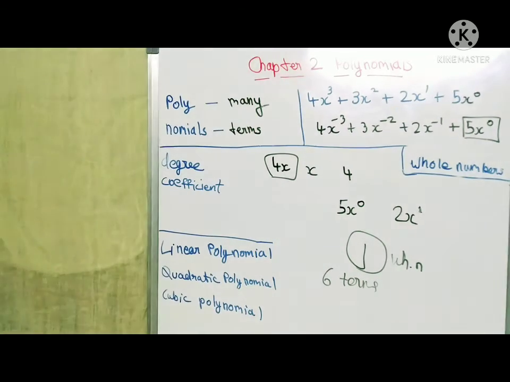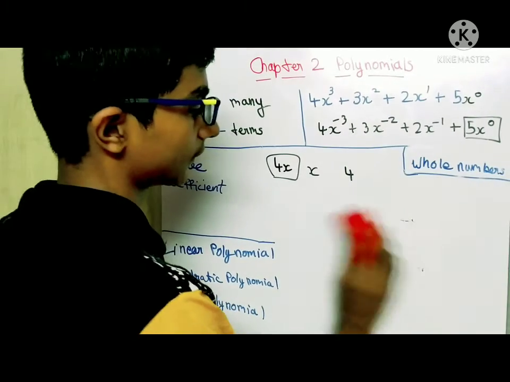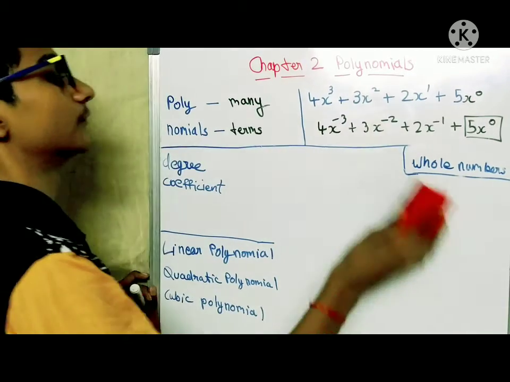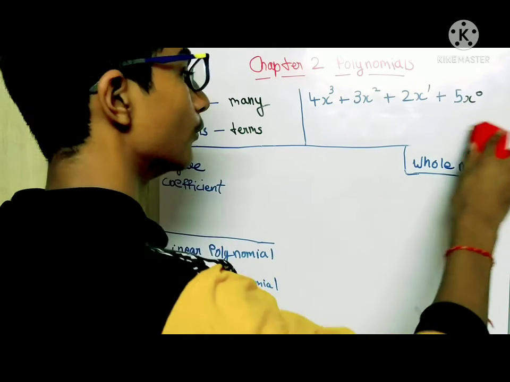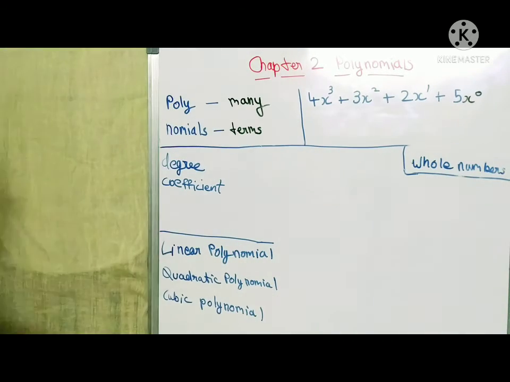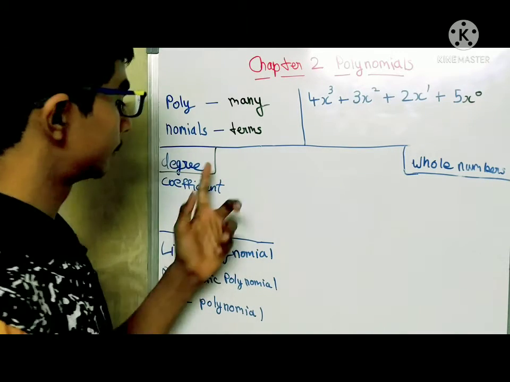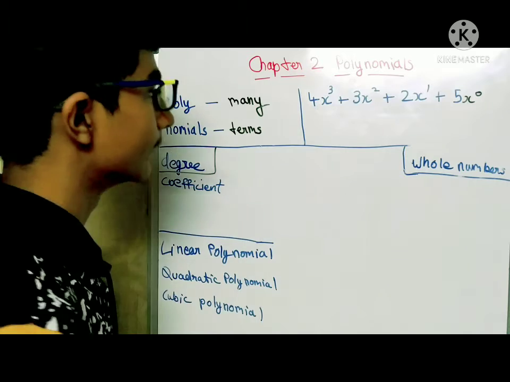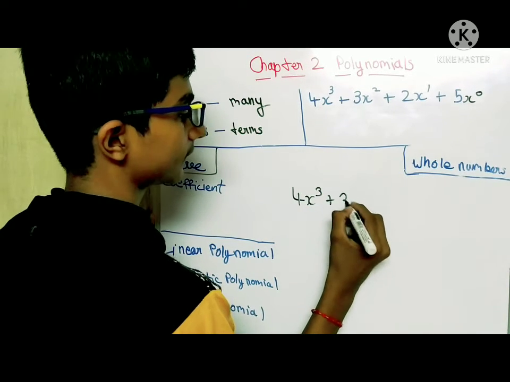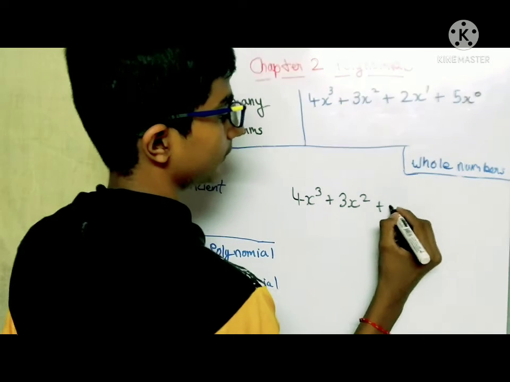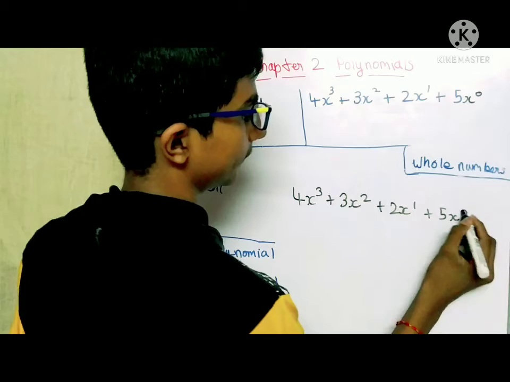I hope you understood how to identify polynomials and what the word polynomial means. So now we'll move on to what is called a degree. In this chapter, in some exercises, you will get degree. So what is degree? Here is the same equation, 4x cube plus 3x square plus 2x plus 5x to the power 0.